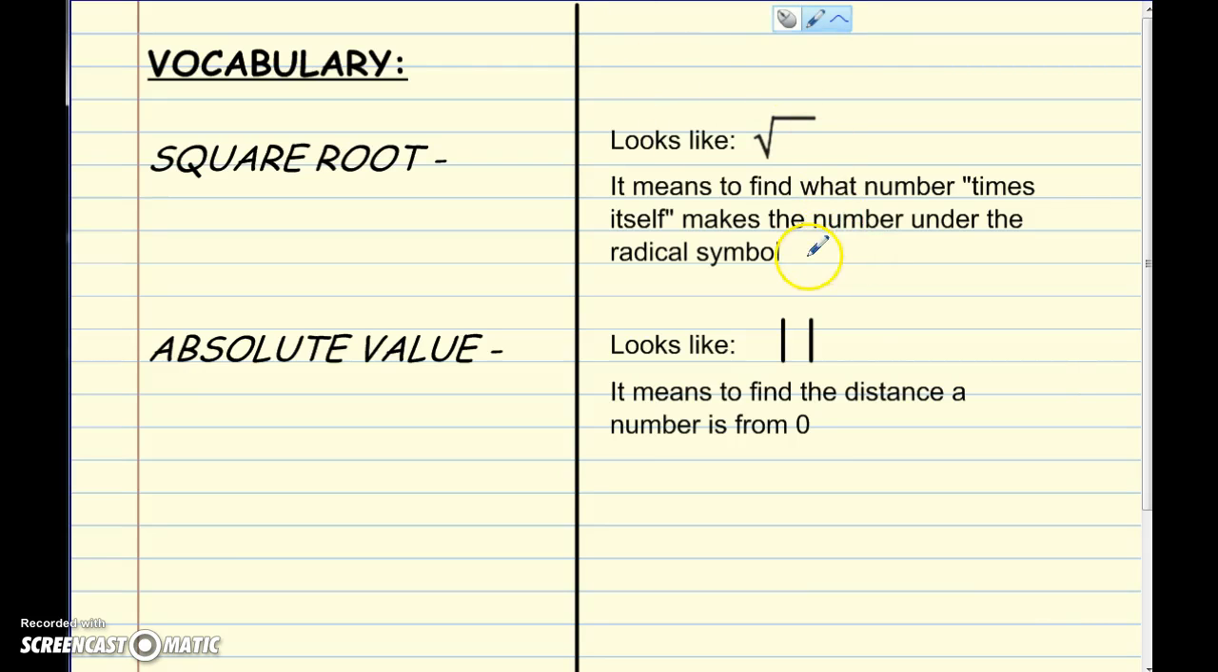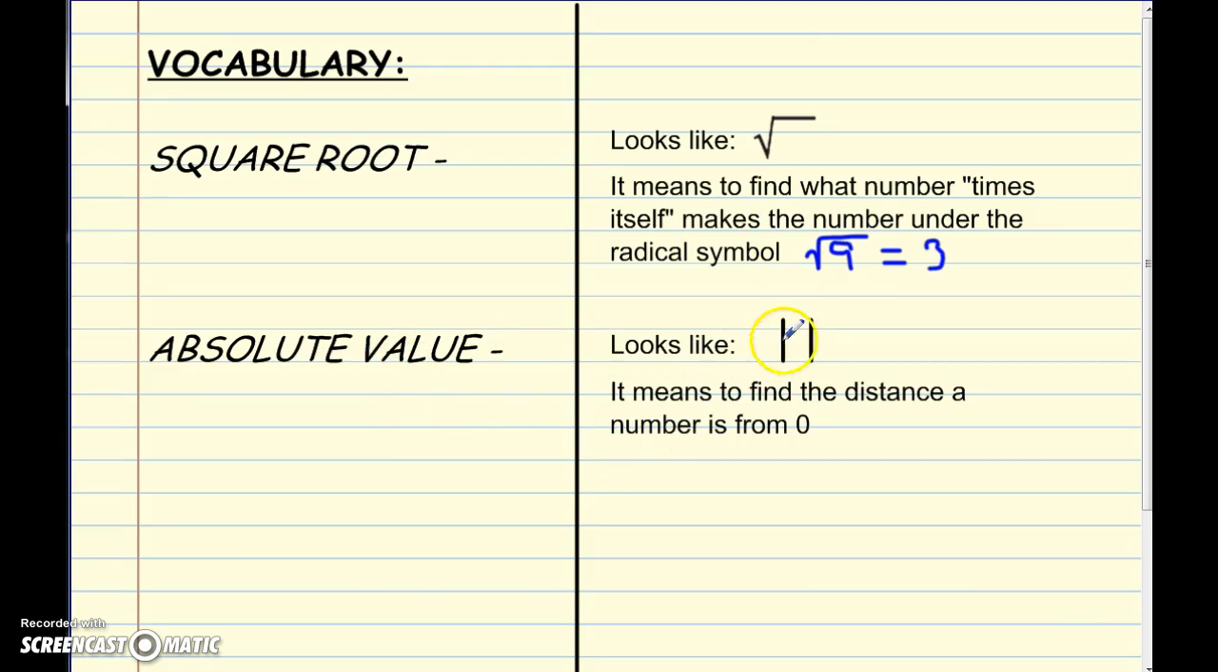So here's an example. If we had the square root of 9, and you ask yourself what number times itself makes 9, thinking of factor pairs, you would say 3. And you would read this as the square root of 9 equals 3. Notice I did not put the square root symbol around the 3 because it's its own operation, and once we do the square root, we are done.